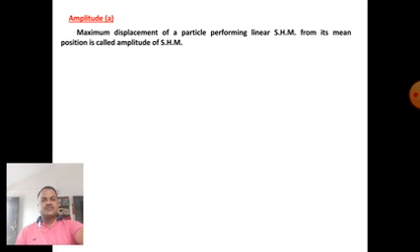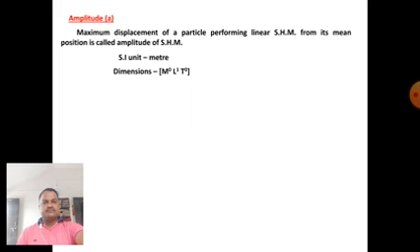Next we see the definition of amplitude. The maximum displacement of a particle performing linear SHM from mean position is called the amplitude. It is denoted as A. It is nothing but the displacement. So therefore the SI unit of amplitude is meter and the CGS unit is centimeter. The dimension of amplitude is M raised to 0, L raised to 1, T raised to 0.